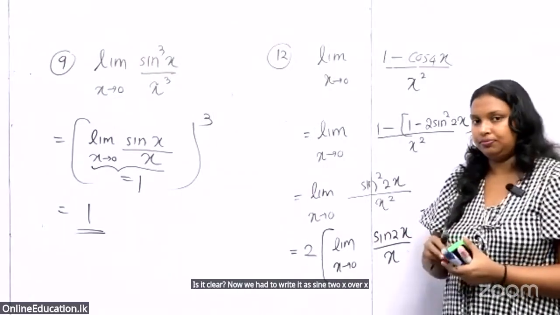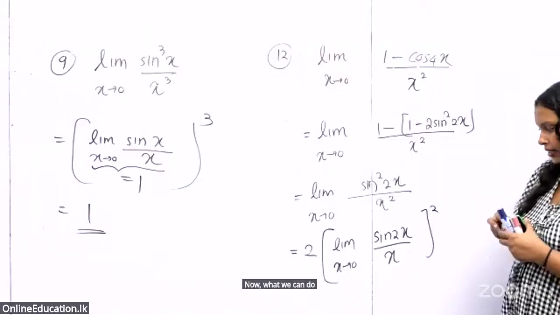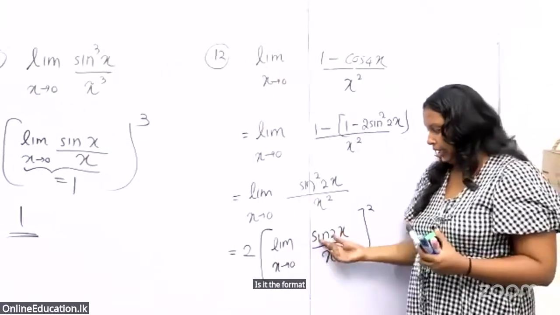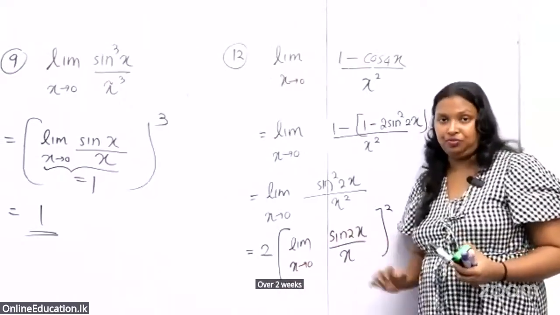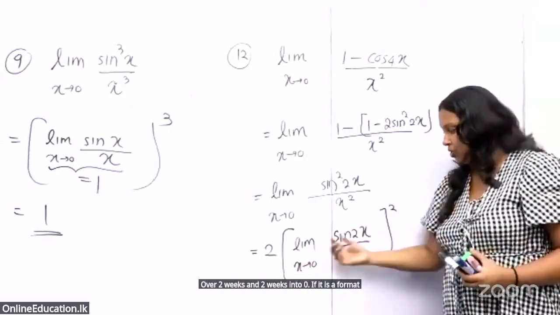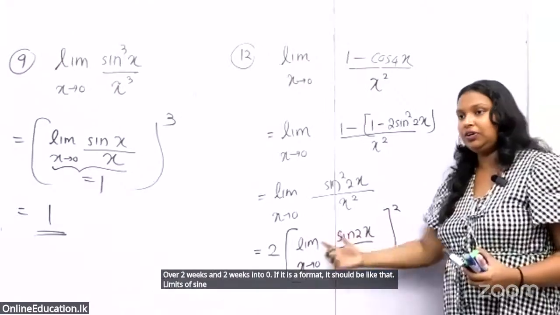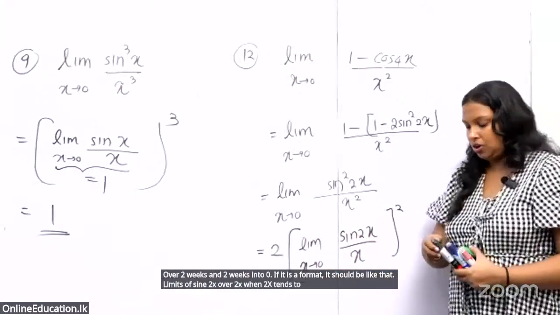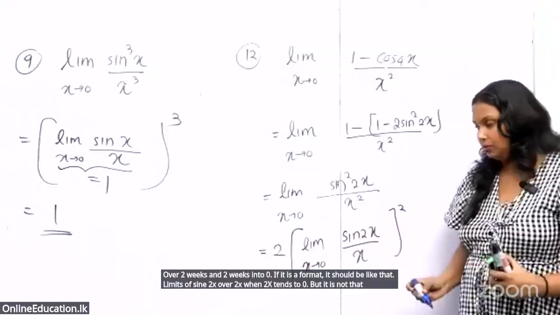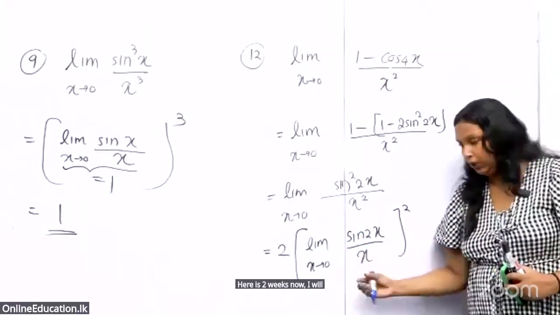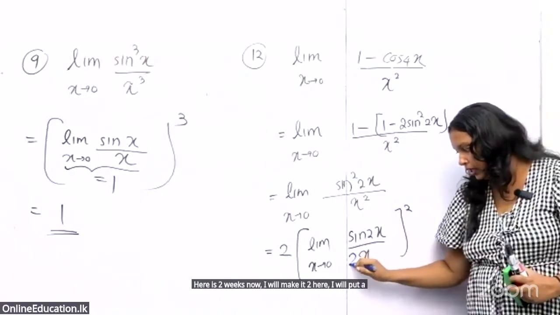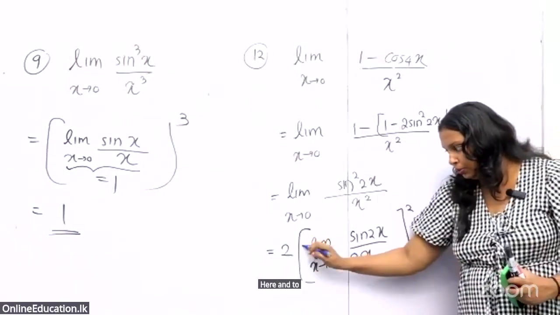Now what can we do? Is it the format limits of sin 2x over 2x when 2x tends to 0? If it is the format, it should be like that. But it is not that way. So what can we do? Here it is 2x now. I will make it 2 here. I will put a 2 here, and to remove that 2, I will put a 2 here.